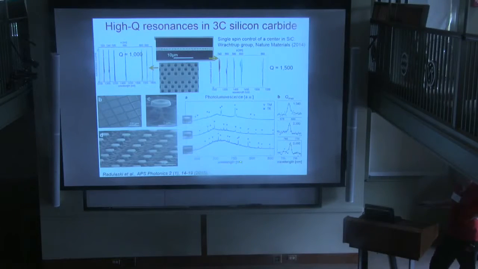Recently, we also fabricated micropillar structures that were small enough to facilitate TE and TM modes in the visible wavelength range to couple to potentially interesting emitters there. And here we achieved resonances with quality factors as high as 2,300.